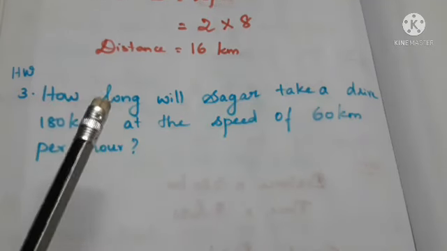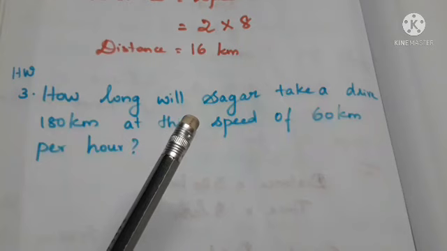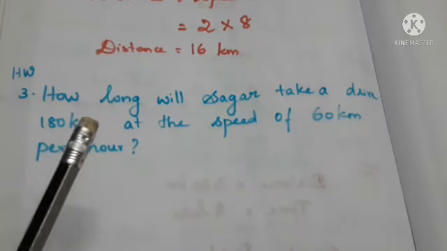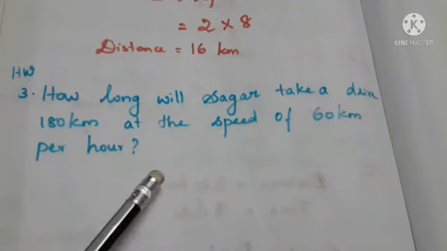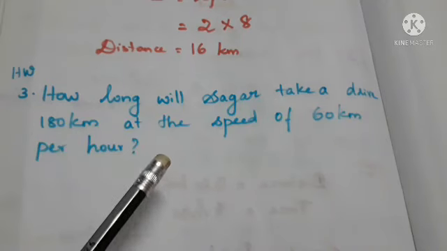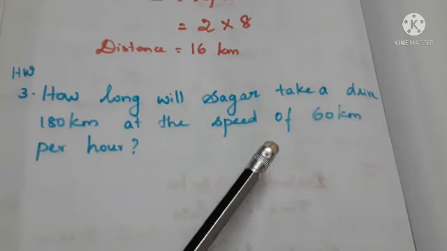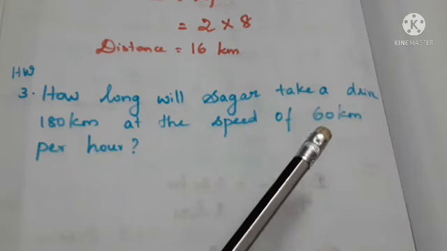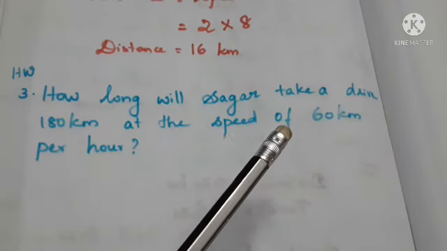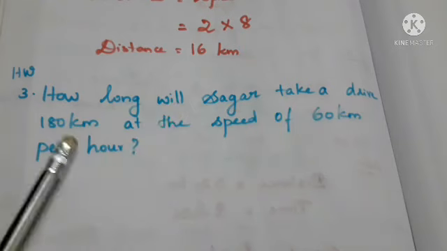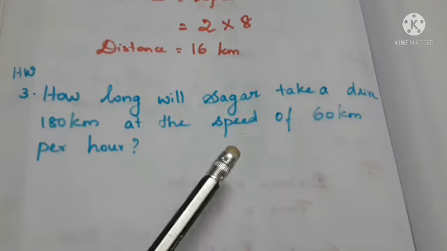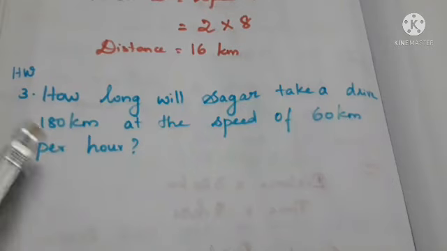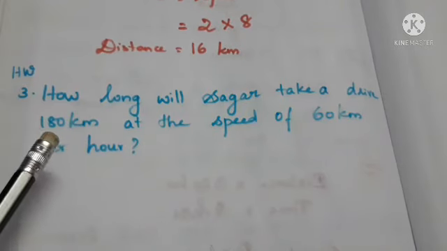A man named Sagar is driving a car or some vehicle at the speed of 60 kilometer per hour. Within 1 hour he will cover 60 kilometers. Here they have given the distance and the speed, and we want to find out the time.